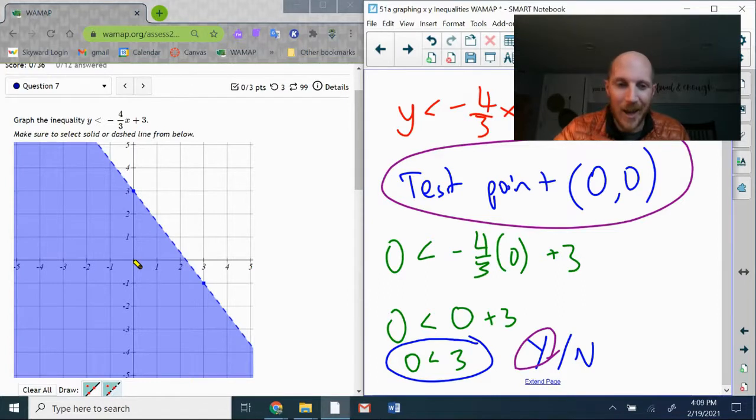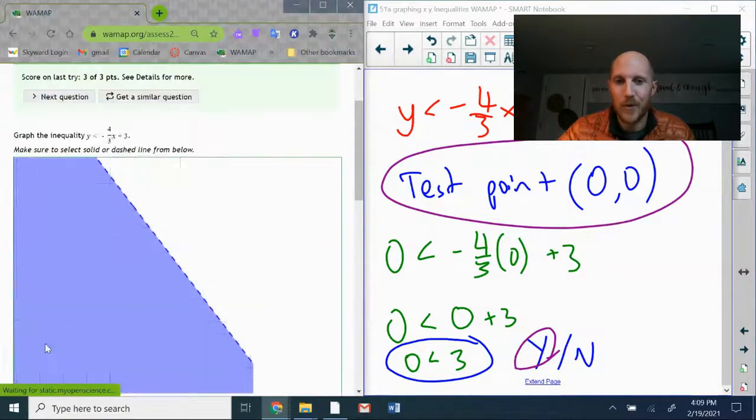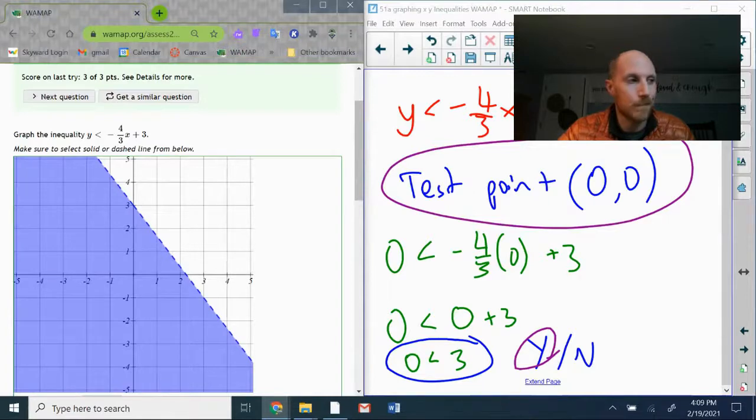I do not need to actually click on 0, 0. WAMAP doesn't care that I use 0, 0 as the test point. So if you want to click any place, as long as you're going to get this bottom part shaded here, I click in just off from 0, 0. Actually, I got 0, 1 this time, which doesn't make any difference because I could have used 0, 1 as my test point. I still would have got the same result. So now I can submit. All right, get to it.